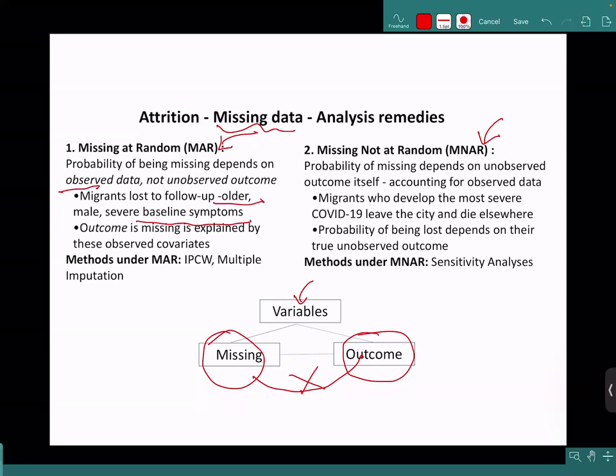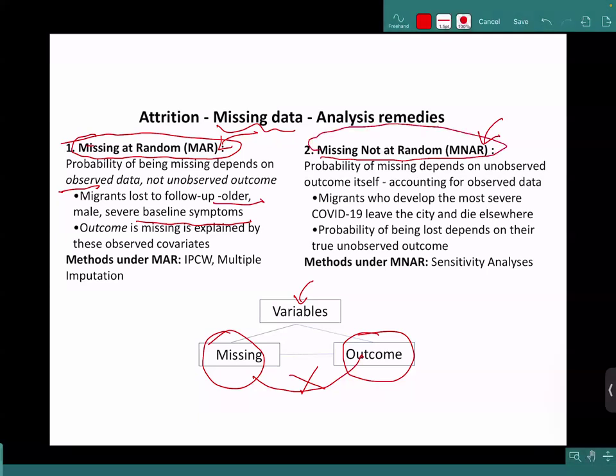Now, if we know that their status of loss to follow up is not in any way associated with death, with the outcome, then whatever is missing is missing at random. On the other hand, I think you'll understand if I contrast it with missing not at random.